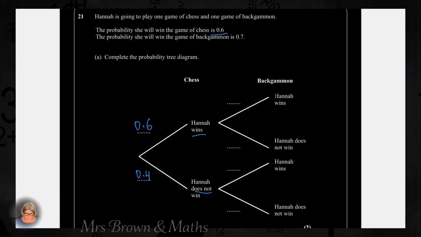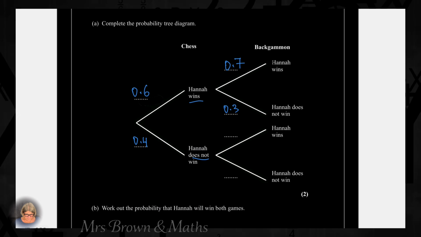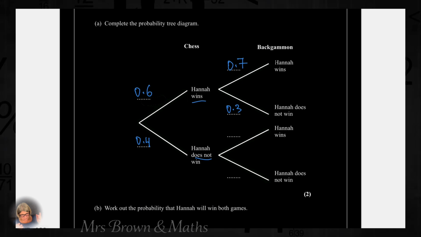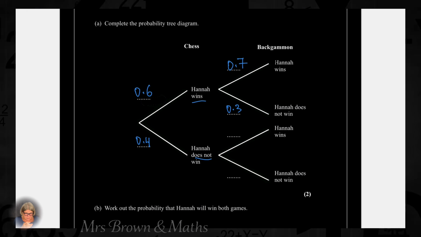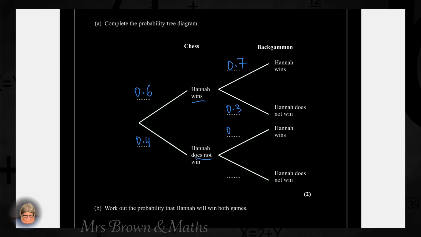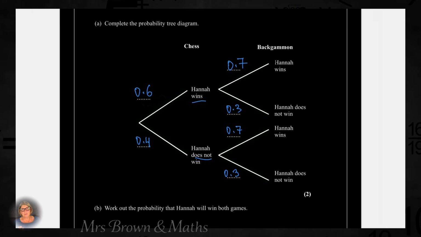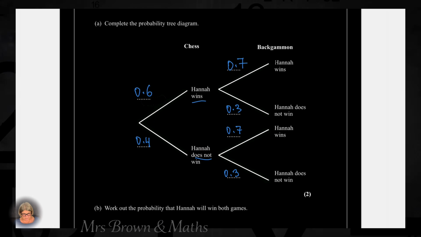Right. Backgammon, probability to win is 0.7, so not win will be 0.3, add up to 1. Right, again, no matter what about if she wins chess or doesn't win, the probability about backgammon is the same, 0.7, 0.3. Okay, for these, probability 3, you get 2 marks.